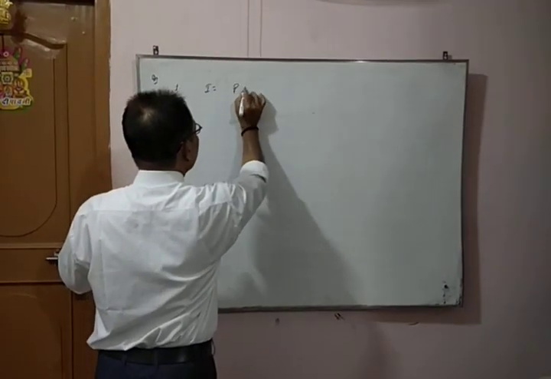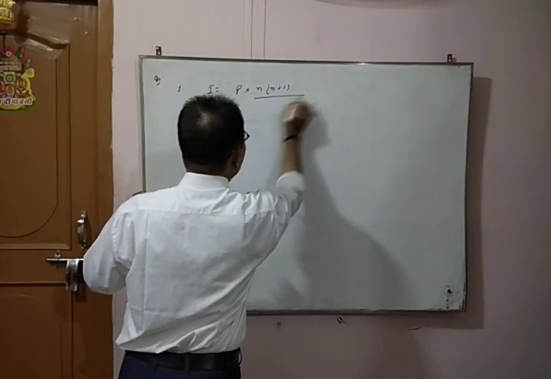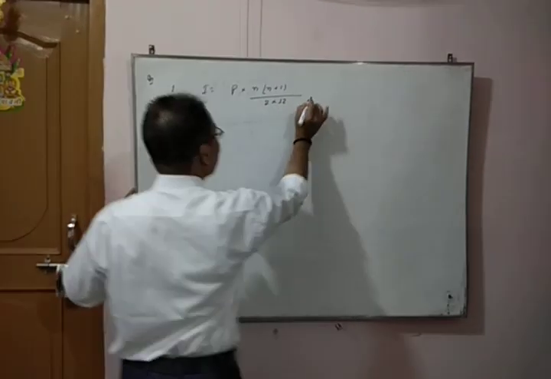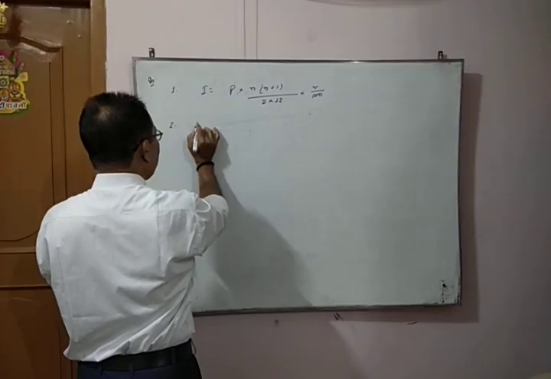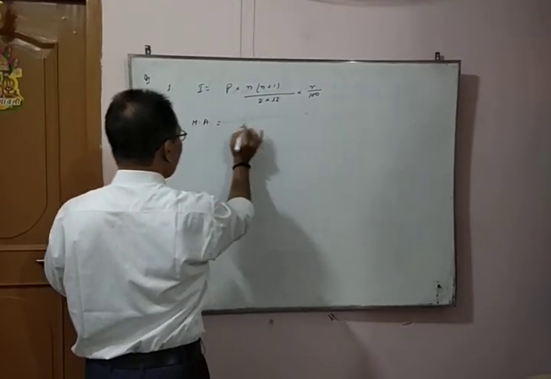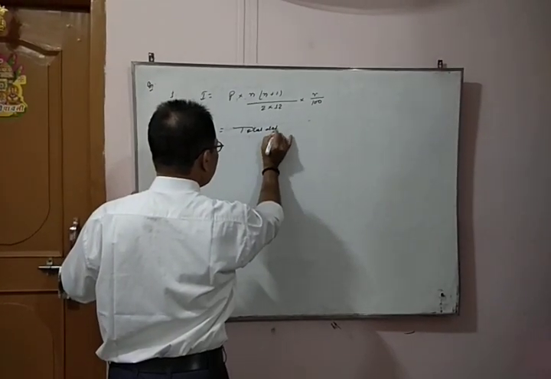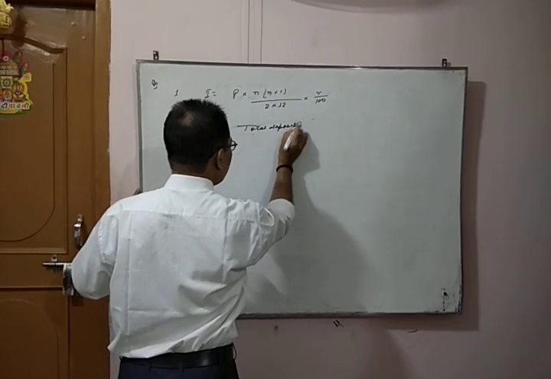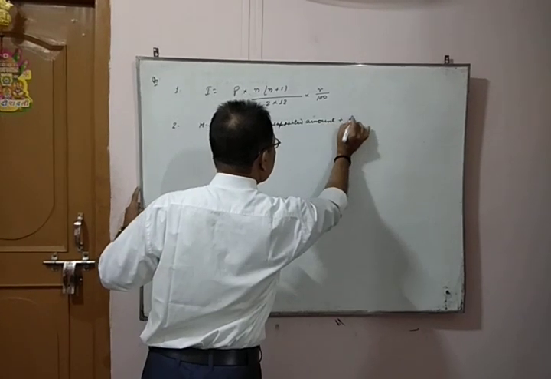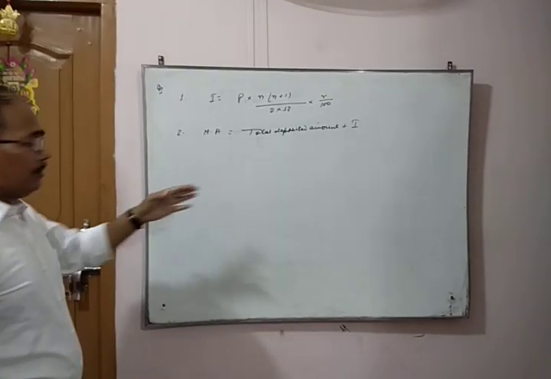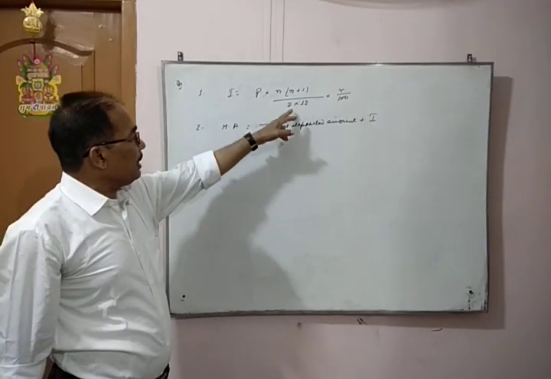Interest equals P multiplied by N into N plus 1 divided by 2 multiplied by 12 multiplied by R by 100, and second, matured amount, that is equal to total deposited amount plus interest. See children, interest equals P into N into N plus 1 divided by 2 into 12.